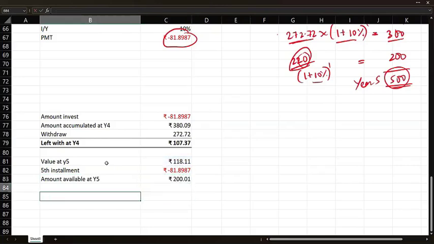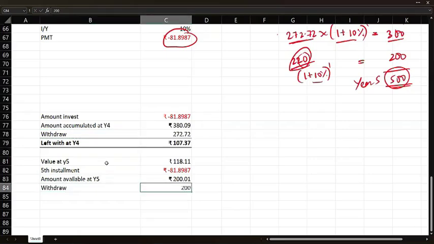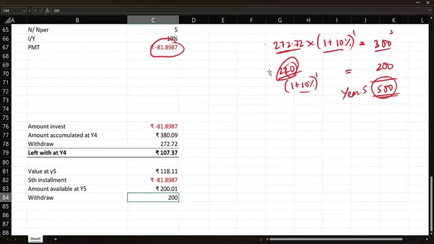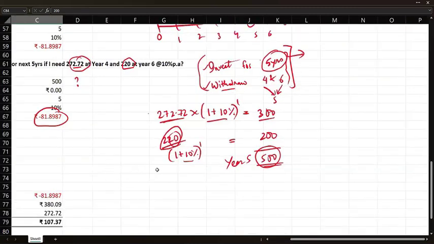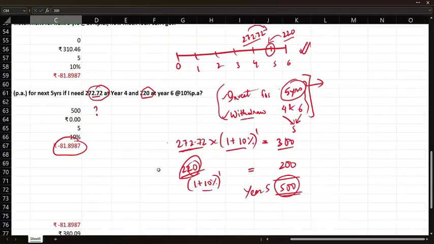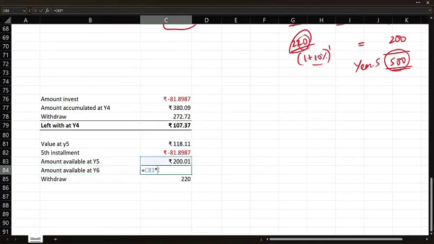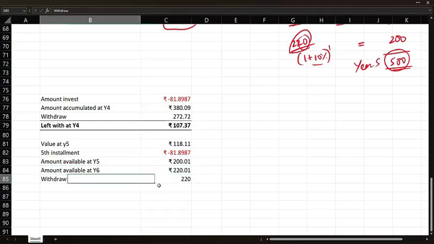And now how much are you supposed to withdraw? Now you are supposed to withdraw this 200, right? That was our ultimate goal: at the end of sixth year, I wanted 220. So what will be your amount at the end of year 6? It will again grow by 10%. So now at the end of year 6, you have 220. You're supposed to withdraw 220, and the amount that you'll be left with at the end of this will be 0.